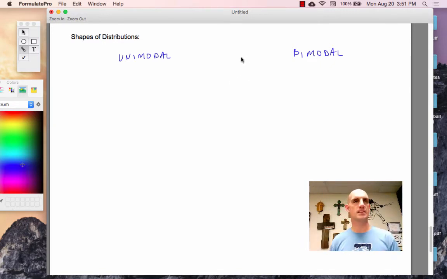Now, these aren't the only two shapes of graphs. You could have evenly distributed or symmetric. And so we can have symmetric could be unimodal, or symmetric could mean all of them are the same. Unimodal means there's one mode. Bimodal means there's two modes. The graphs for these would look something like this.